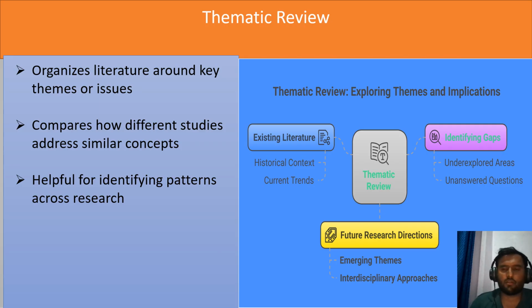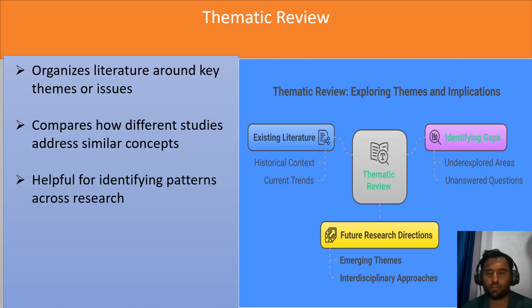Now the first part of literature review is thematic review. So what is thematic review? Thematic review is a process in which we organize the literature around key themes or issues. It means in thematic review, we collect the theme and we analyze the theme. The same kind of theme is reviewed first. For example, the use of ICT for enhancement of student learning.